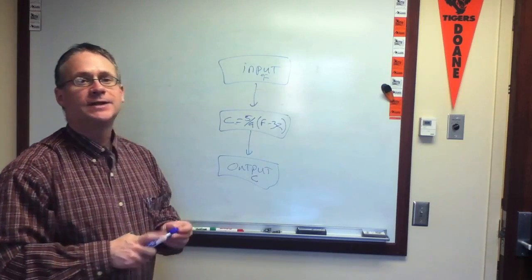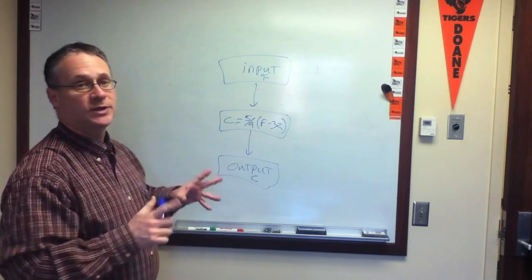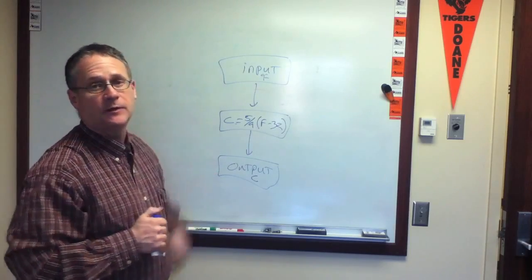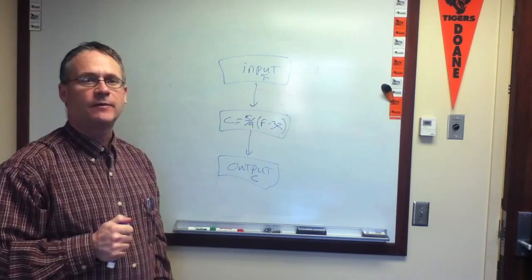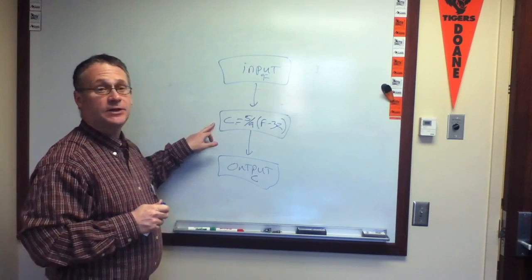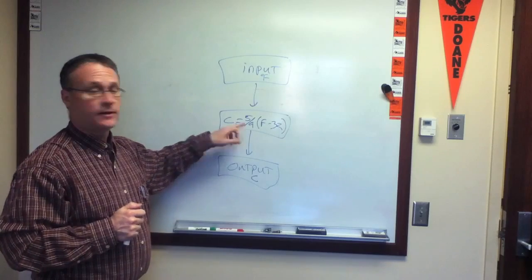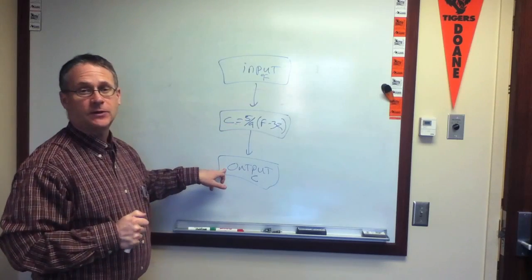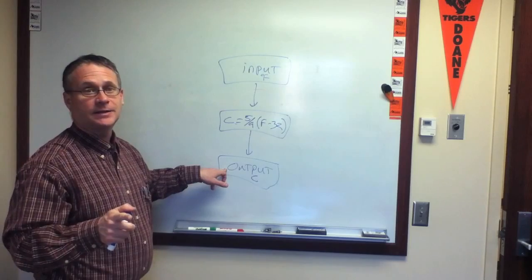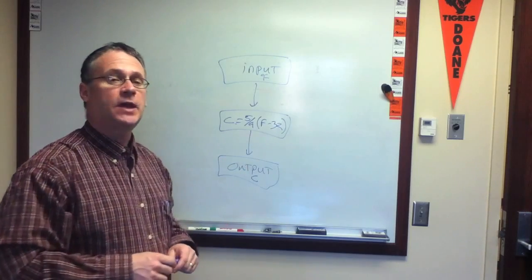Okay? So very simple algorithm in this case, just 3 steps. Input the degrees Fahrenheit from the user, do a calculation of degrees Celsius by this formula, and then output that result in a dialog box at the end. And that's it. So let's see how we implement that.